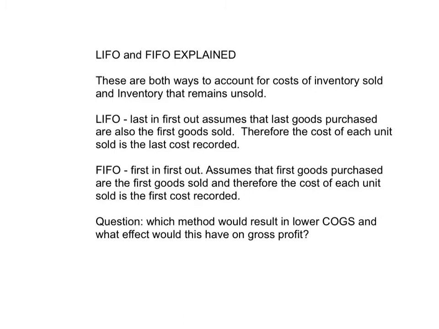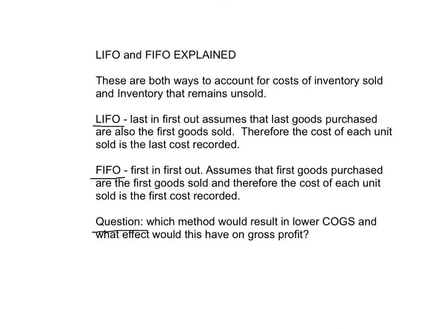So LIFO is the first one, and as the name says, it's last in, first out. So it assumes that the last goods that you purchase to sell are also the first goods that you actually sold. Okay, so that's LIFO. Therefore, the cost of each unit sold is the last cost recorded. FIFO, which is the other one, assumes first in, first out. So it assumes that the first goods you purchase, and that could have been back 6 months ago, are the first goods that are sold, and therefore the cost of each unit sold is the first cost recorded.